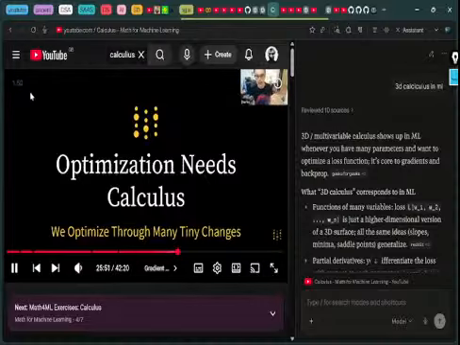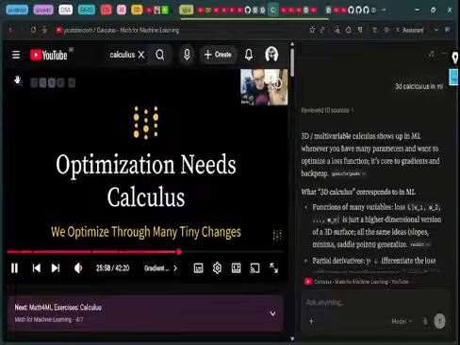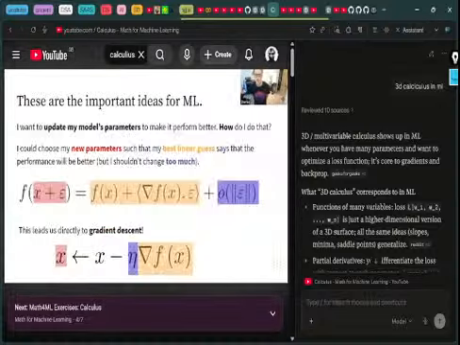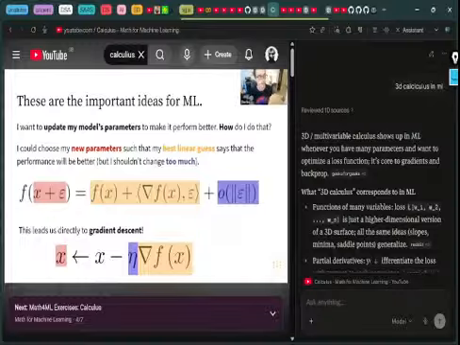machine learning. So when we optimize in machine learning, we optimize through many tiny changes, almost always. There are a few times where we optimize by just doing it all at once, but we almost always optimize by making many tiny changes. What we want to do in machine learning is update the parameter values of a model to make it perform better. Usually in machine learning, effectively our program for doing the task that we want to do is specified by a vector.